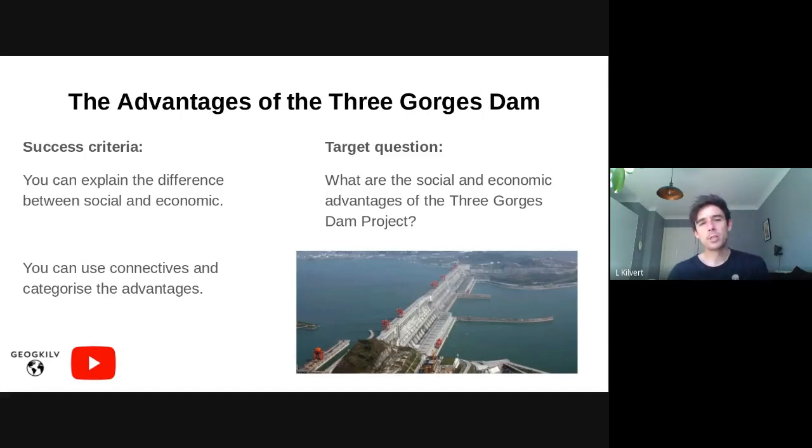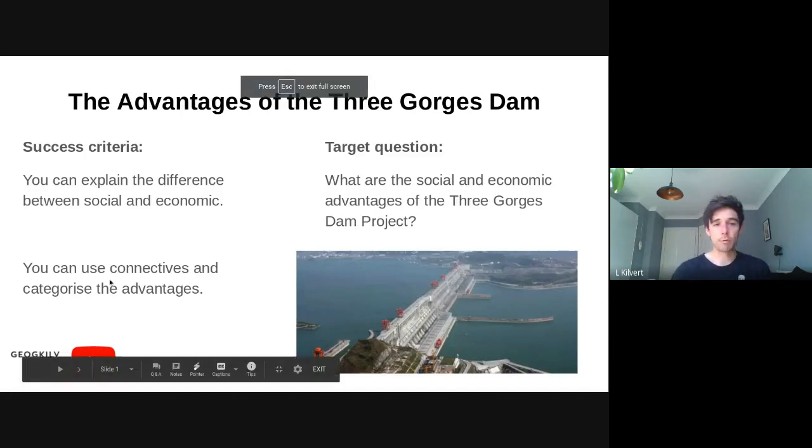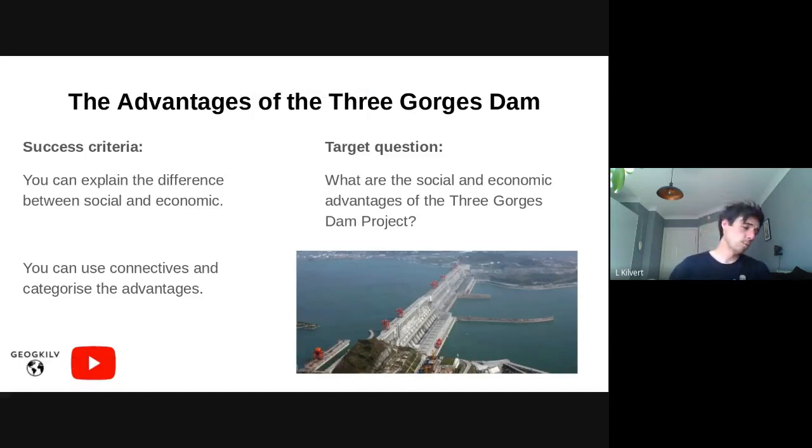And then what we need to do is we need to work out what those social, economic, and environmental advantages are to the project. And then we're going to use connectives, okay? And we've talked about connectives an awful lot this academic year. We've talked about how we can use connectives in order to develop our explanations. But then what we're going to do is we're going to use our knowledge of social, economic, and environmental to be able to place things into certain categories.